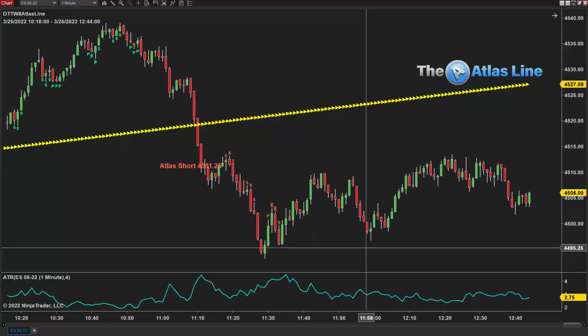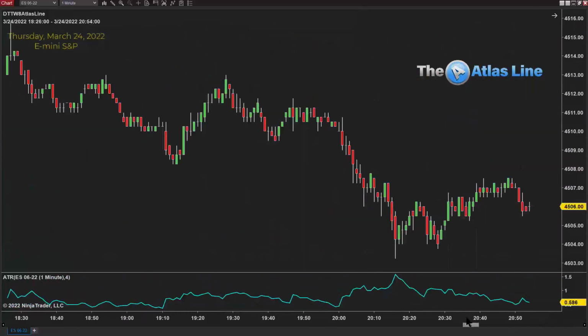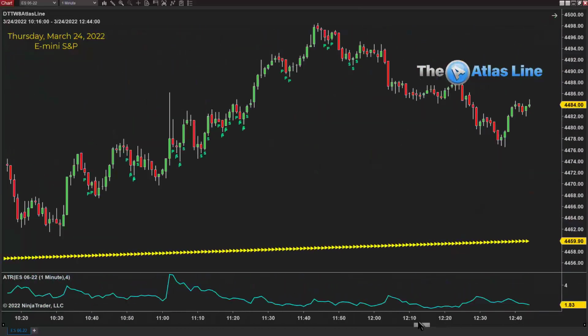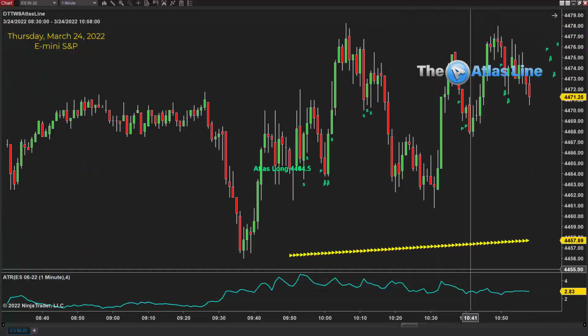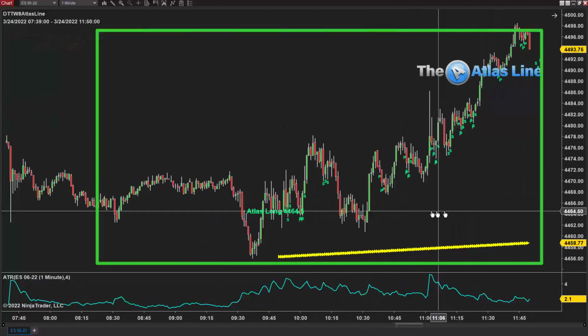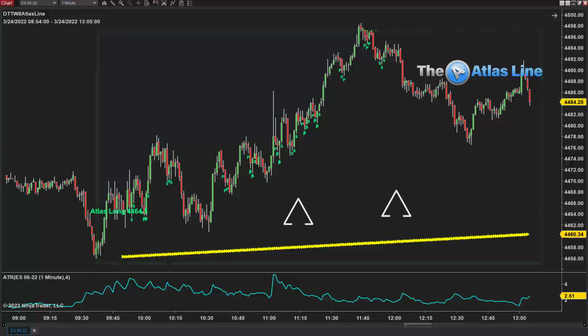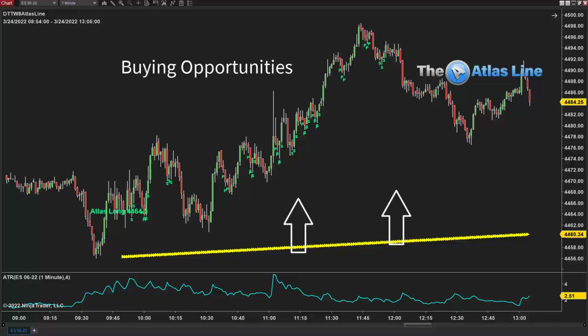Now let's take a look at yesterday, Thursday, March 24th. So this is yesterday, scrolling here on the chart, March 24th. And you're going to notice that the entire day, price did not drop below the Atlas line. It was completely above it. And so what this means is that any trade that you're taking, if you're just following the Atlas line, nothing else, we're going to look for long opportunities. And so there are a few long opportunities.